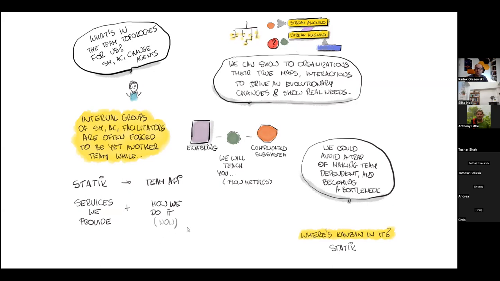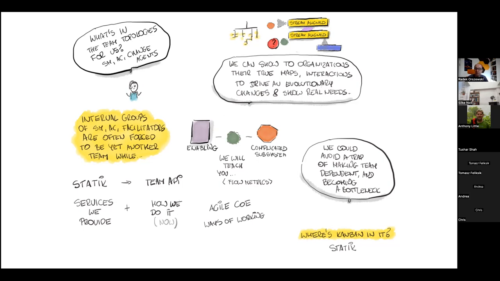And what I put here in gray is that we know STATIK is also not a one-time exercise. We should probably refresh it every several months, or if we have significant changes. And therefore, we should also review the Team API regularly. So we communicate to the organization what we do, what we don't do, what kind of interactions we have, and what teams we are busy with now. So all the teams that you have seen on the Team API.